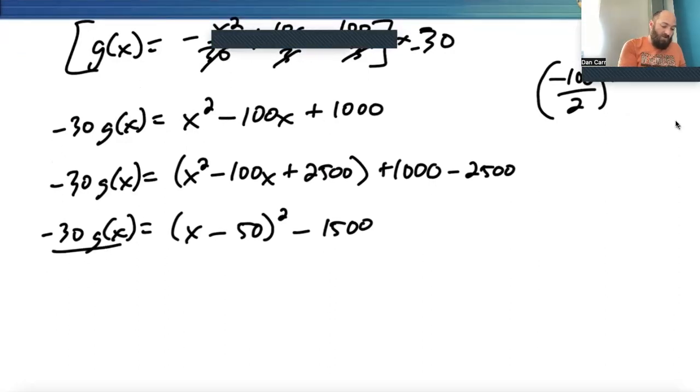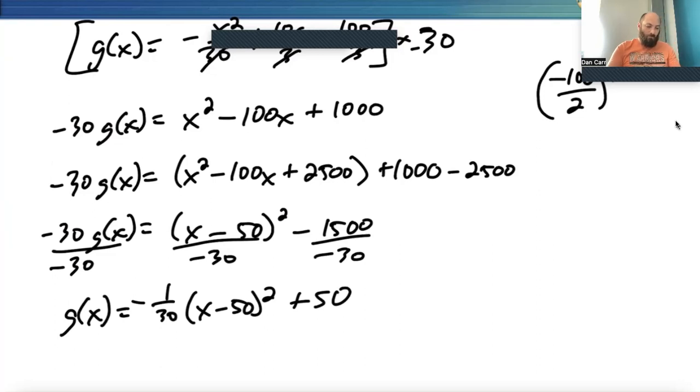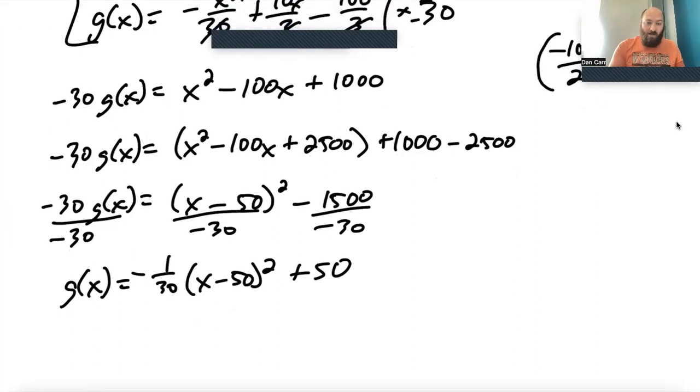Now, I still need that a value. I don't like the negative 30, so everything is going to be divided by negative 30 here. So what I get is g of x is going to be, we can do it as just a fraction, negative 1 over 30 times x minus 50 squared plus 50. Let me just double check that real fast. Yeah. All right, so here's my new function.